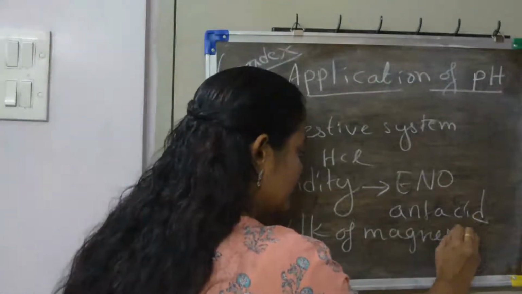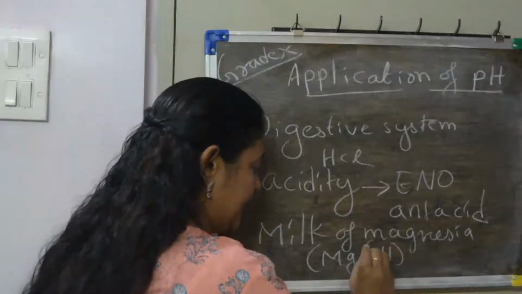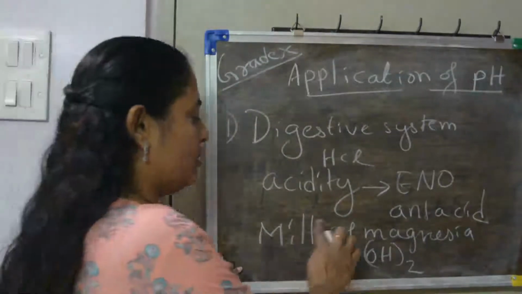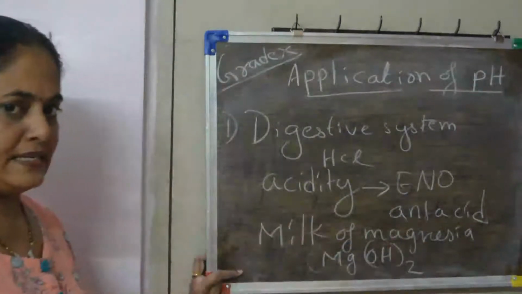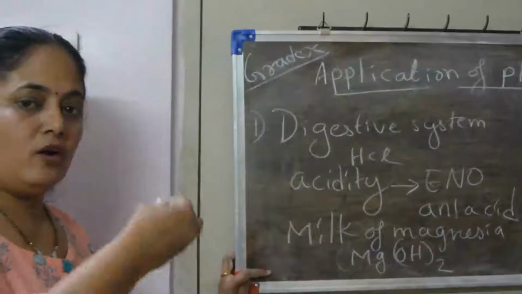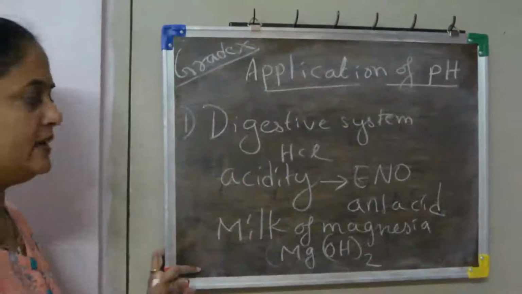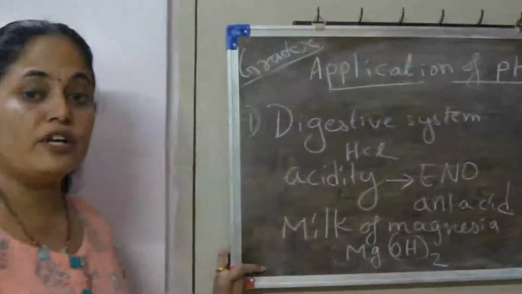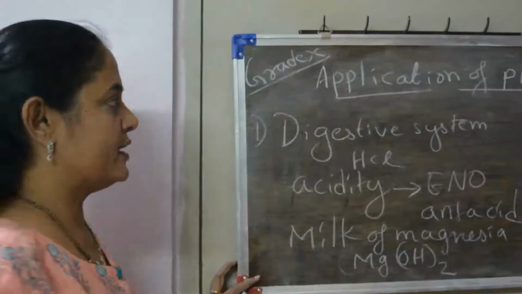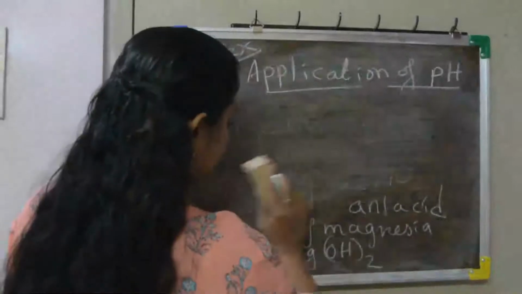Milk of magnesia, the formula is magnesium hydroxide, Mg(OH)2. It is a mild base, an edible base, and that is what we are drinking or consuming, so that acidity decreases. Even ENO contains sodium bicarbonate, which is also a base. So this is the first application of pH, which is used in the digestive system.